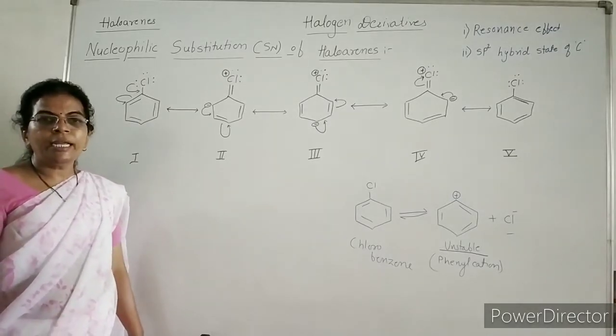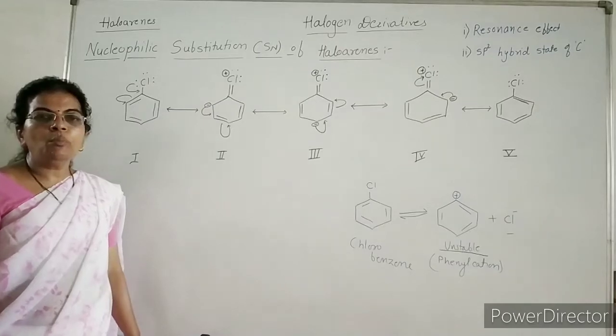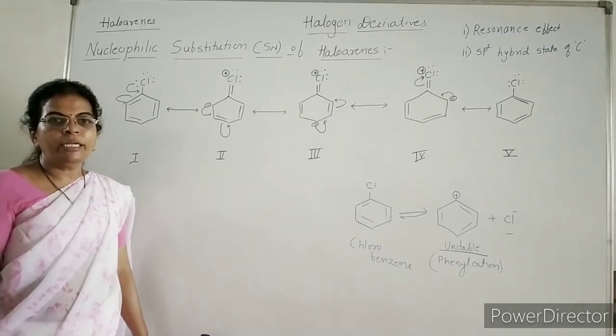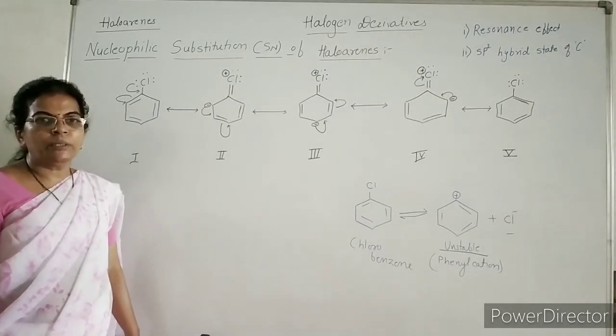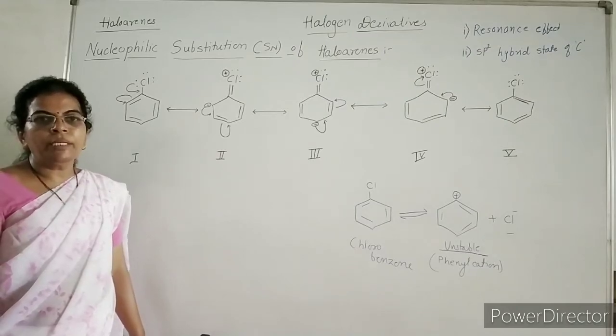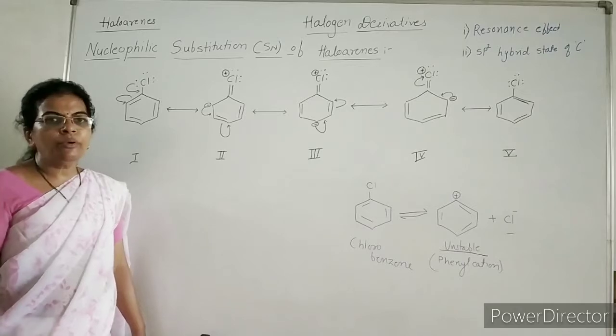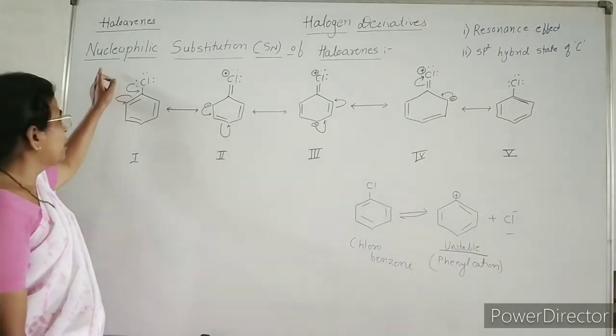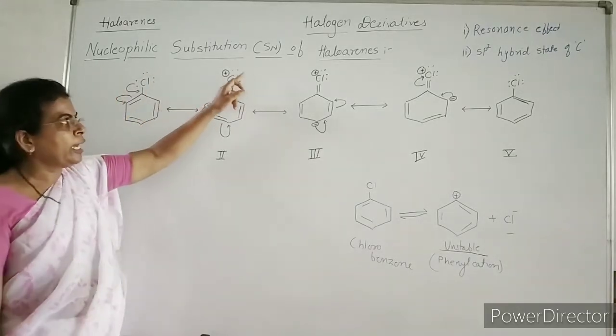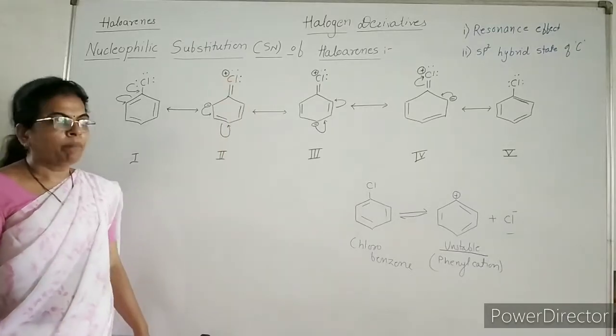Then in the Fittig reaction we saw that when two molecules of haloarenes undergo reaction with sodium metal in presence of dry ether, it gives biphenyl. Now we are going to see the next reaction, nucleophilic substitution reactions of haloarenes.